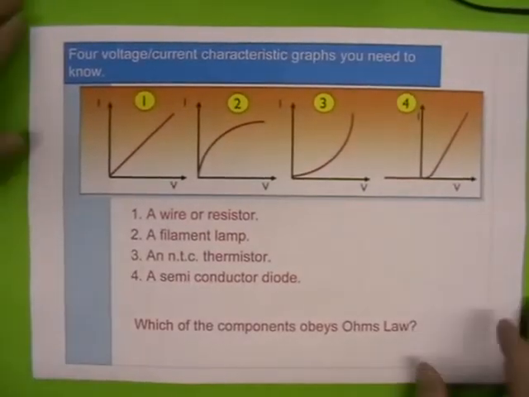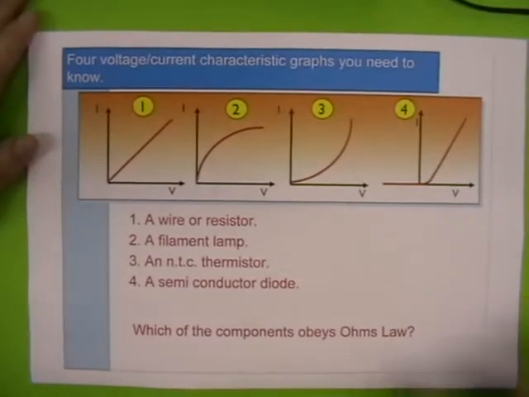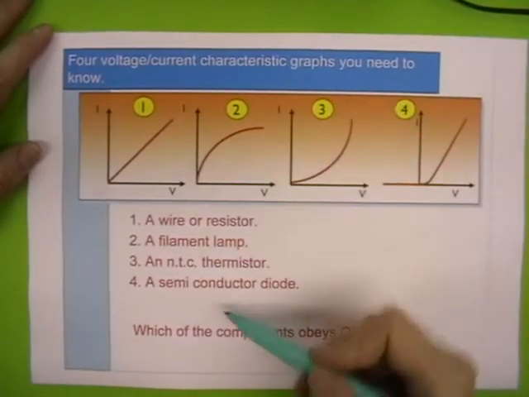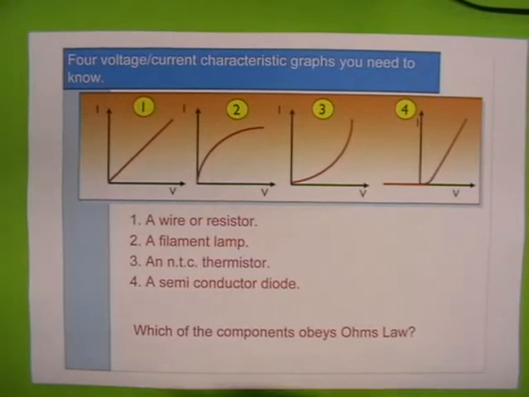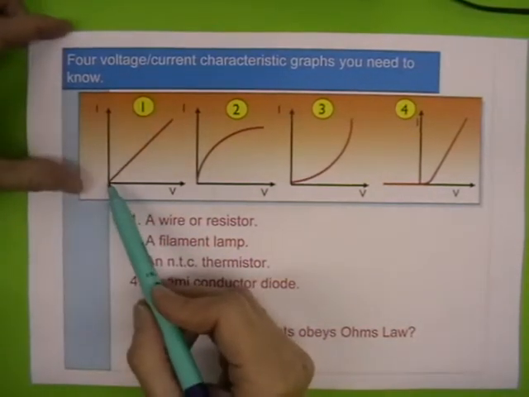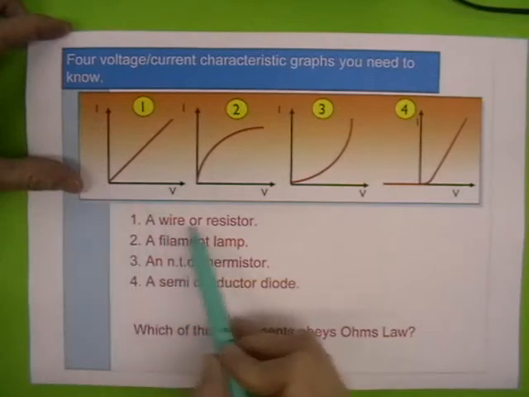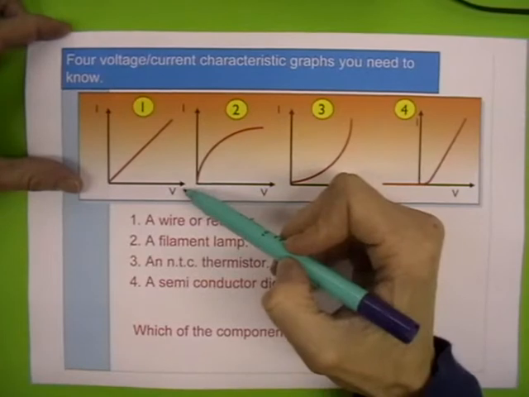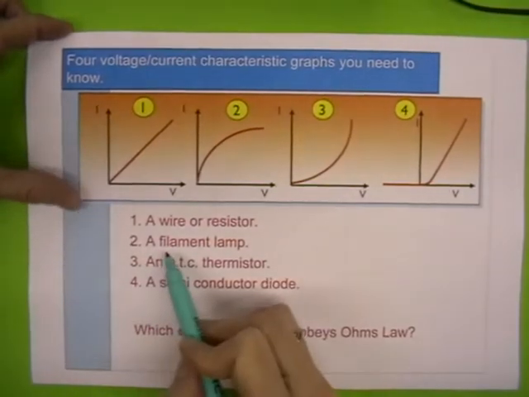Right, these are the four current voltage graphs. We call them characteristic graphs that you have to know. So I'll show you what they are first of all, and then I'll explain each one. I've already explained the ohmic conductor, which is a wire or a resistor, and it's a perfect straight line which goes through the origin. Number 2 is a filament lamp.